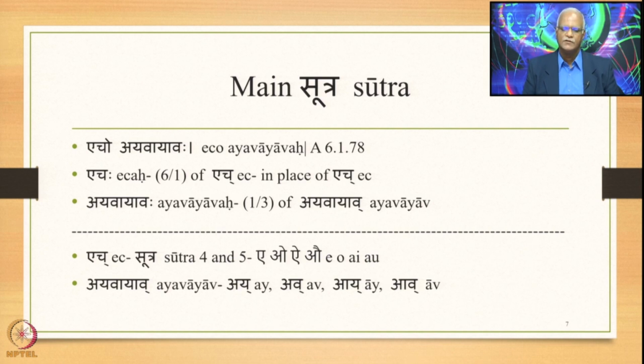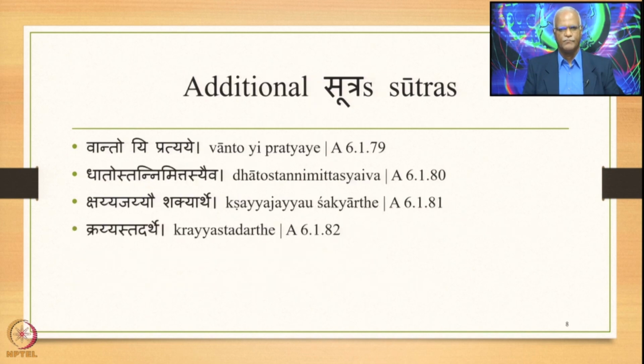We have studied several examples illustrating this particular sutra. Now we need to study the additional sutras, and there are 4 in number. In this lecture we shall study the first 2, and in the next lecture we shall study the remaining 2 and some other topic. Vanto yi pratyaye 6.1.79, dhatos tannimittasyaiva 6.1.80. These 2 we shall study now. We will keep kshayya jayya shakyarthe and krayastadarthe for the next lecture.